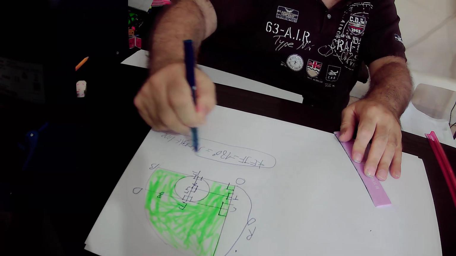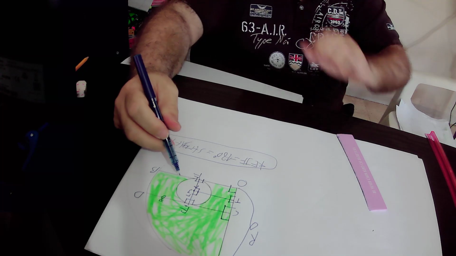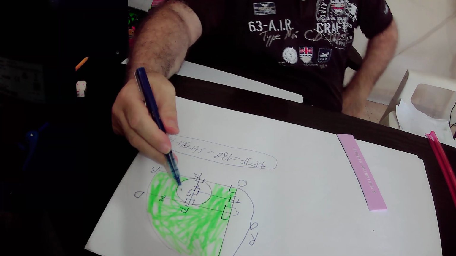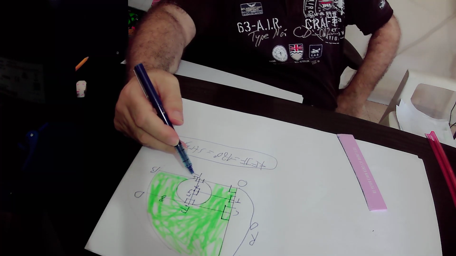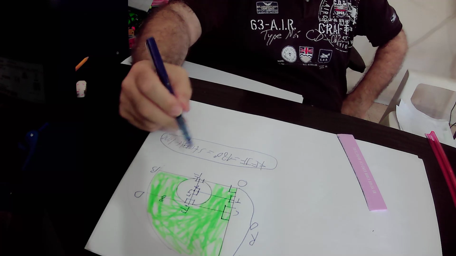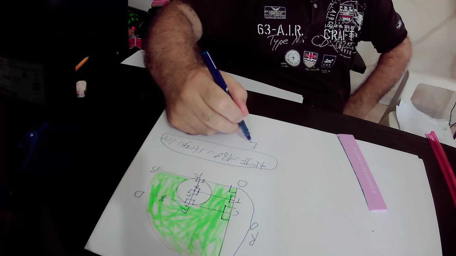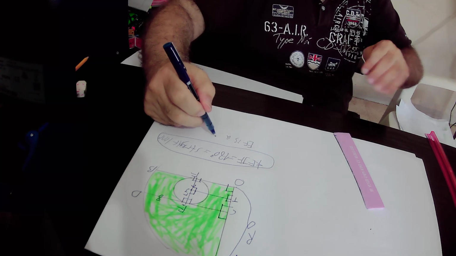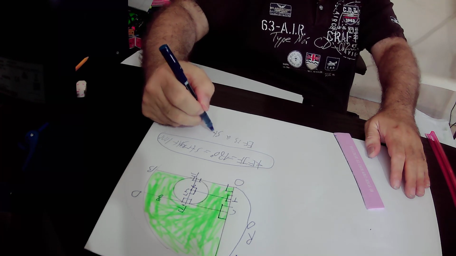If angle EJF is a straight line, it means that EJF is also a straight line, and if EJF is a straight line, then EF is also a straight line. So we can write down that EF is a straight line.